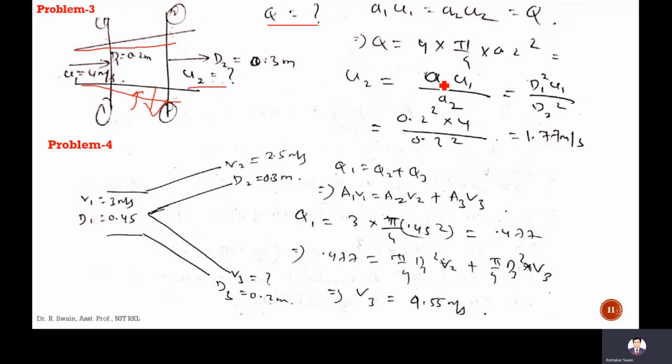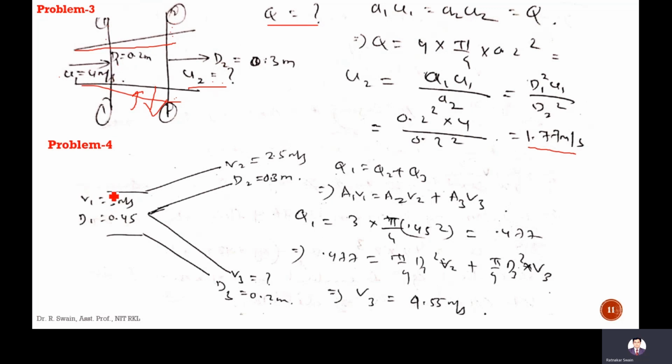So V2 you can calculate, that's A1V1 divided by A2. A1 is π/4 d1 square, A2 is π/4 d2 square. So if you put d1 square V1 divided by d2 square, you will get the value. If you put, you will get 1.77 meters per second. After that, discharge you can calculate, that is V2 into π/4 d2 square, or V1 into π/4 d1 square also, that is also discharge.